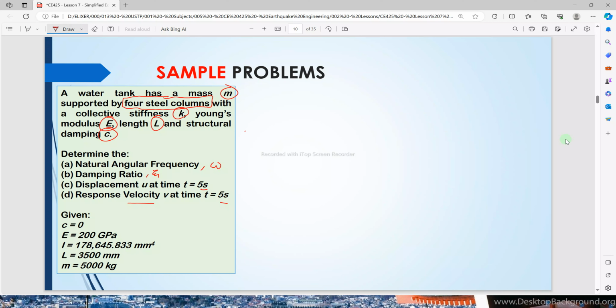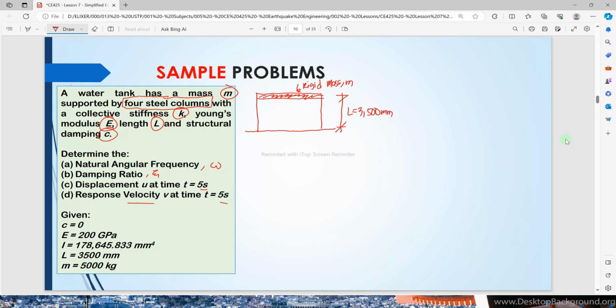So first, let's draw the system so you can understand better. We have a single degree of freedom system here. So take note that this is a rigid mass, M. And then we have our columns here. Its height is L is equal to 3,500 millimeters. So this is in 2D. It also says that there are 4 steel columns, this is in 2-dimensional.